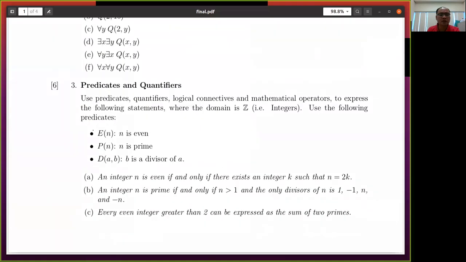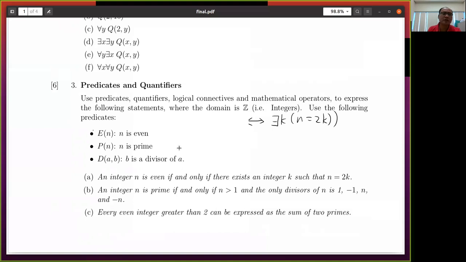This question is very similar to the one on the midterm. Again, the domain is integers. You have these predicates: E(n) means n is even, P(n) means that n is prime, and D(a,b) means that b is a divisor of a. The first one says an integer n is even if and only if there exists an integer k such that n equals 2k. So for all n, n is even if and only if there exists a k such that n equals 2 times k. So that's part A.